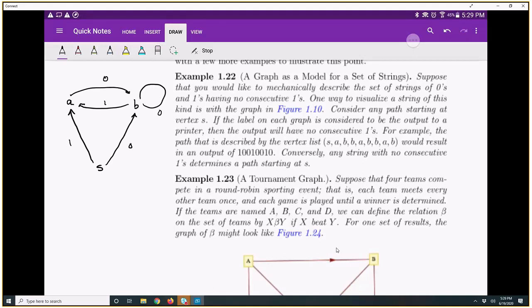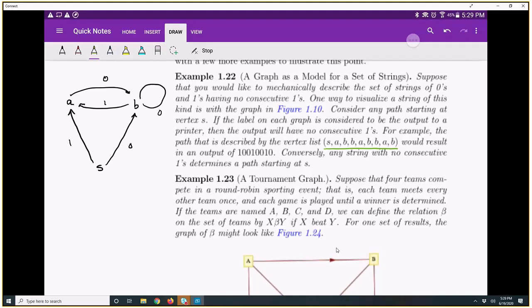So labeling the graph this way, we can use this graph to represent a set of strings of 0s and 1s, and in particular, a set of strings of 0s and 1s that have no consecutive 1s. So consider any path starting at the vertex S. If the label on each edge is considered to be the output of a printer, then the output will have no consecutive 1s.